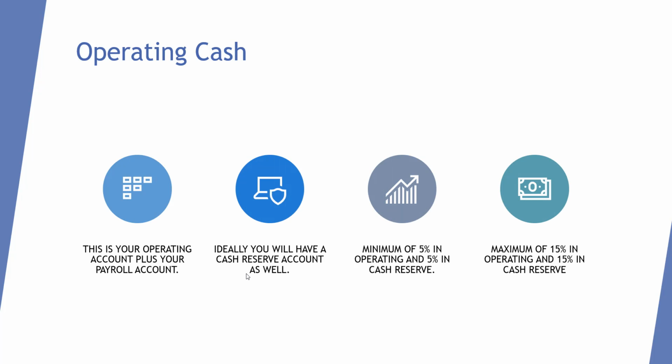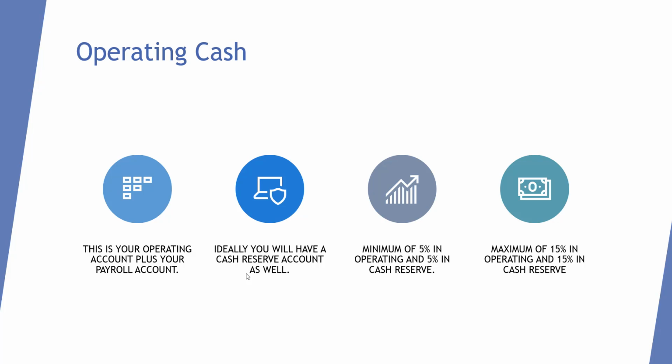Now, your operating cash is going to be broken up into your strict operating bank or checking account, plus your payroll account. Remember how we talked about your payroll account? You want that separate from your operating account. You're going to have those two accounts. Ideally, you want to have a cash reserve account as well, and you want to have a minimum of 5% in the operating, a minimum of 5% in the cash reserve, or 10% in the operating if you don't want to put anything in the cash reserve.